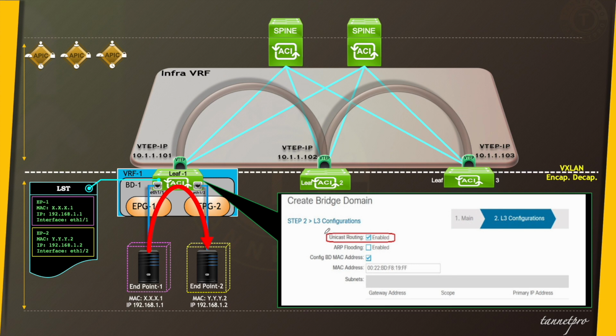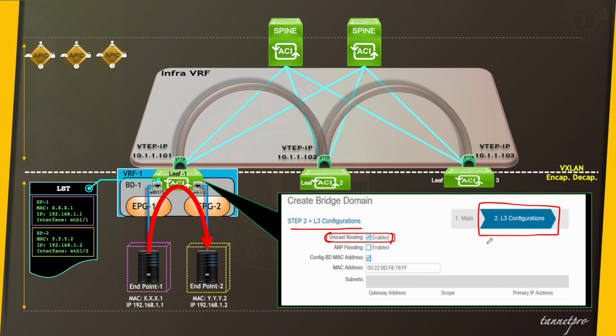That's only possible once you enable, under your bridge domain, under the L3 configuration, unicast routing. Under this L3 configuration, you have to enable the L3 routing, L3 unicast routing. Then only it will be treated as L3, and then only it will learn the IP addresses or forward the L3 subnets, whatever you have created under the bridge domains, to your endpoints.